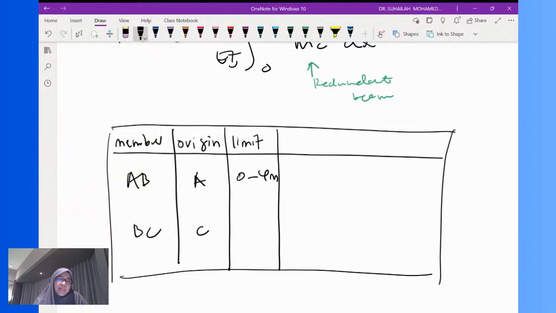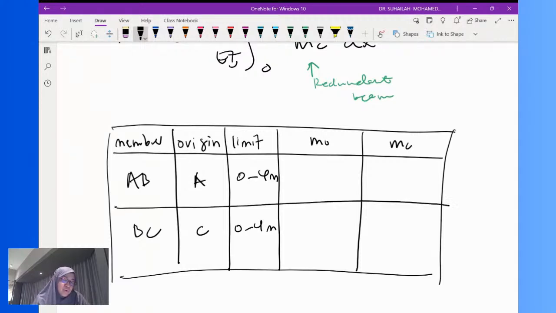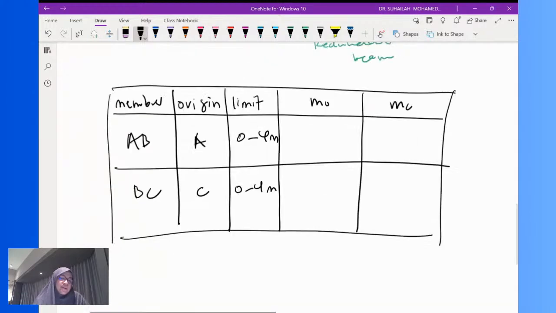For cutting section number 2, member BC, origin is C. So at C, X is 0. At B, X is 4. So this is also 0 to 4 meter. So we have another 2 rows, one for M naught for the primary beam, and another MC for the redundant beam. So, the moment equation.